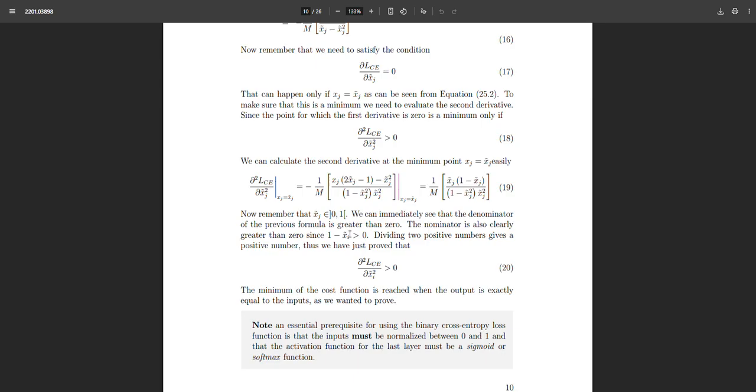The essential prerequisite to remember is that using the binary cross entropy loss function requires that the input must be normalized between 0 and 1, and the activation function for the last layer must be a sigmoid or softmax function.